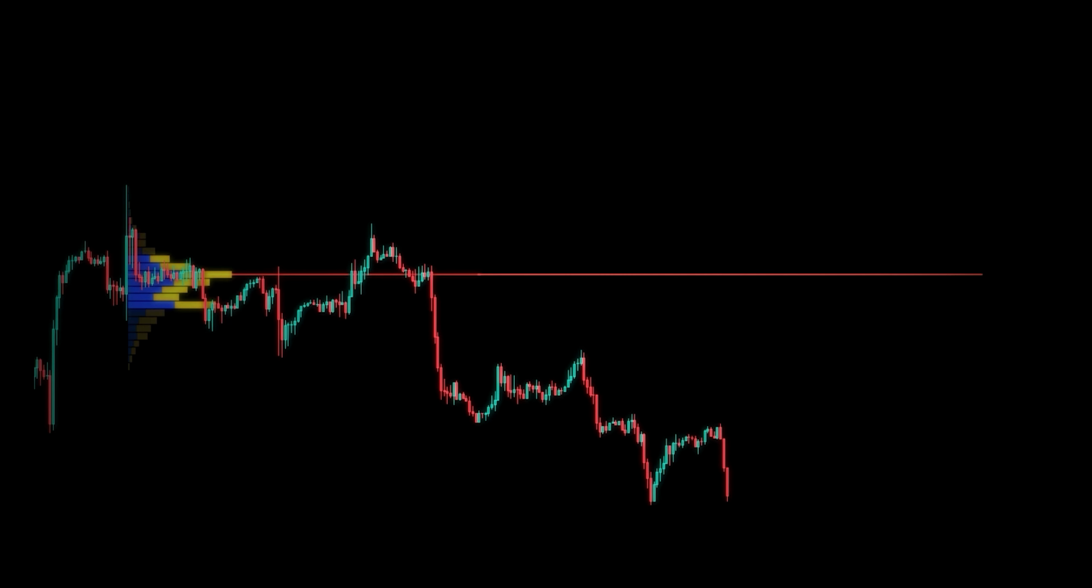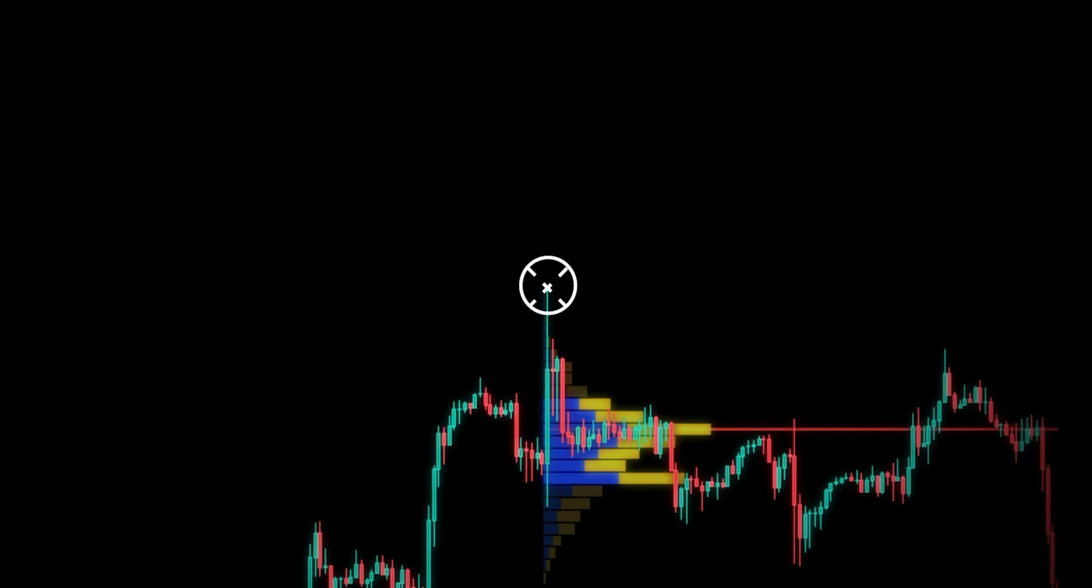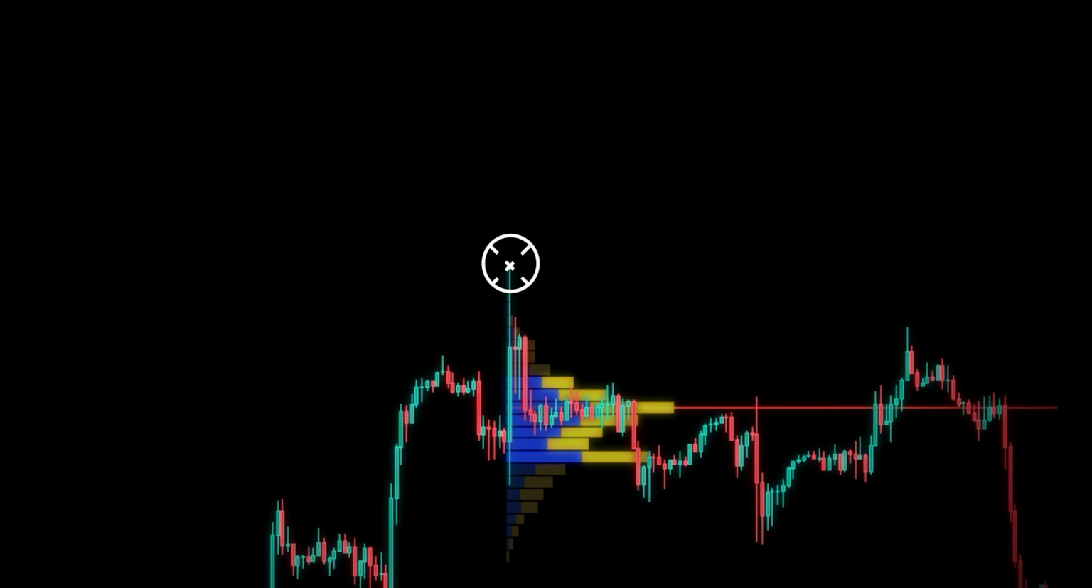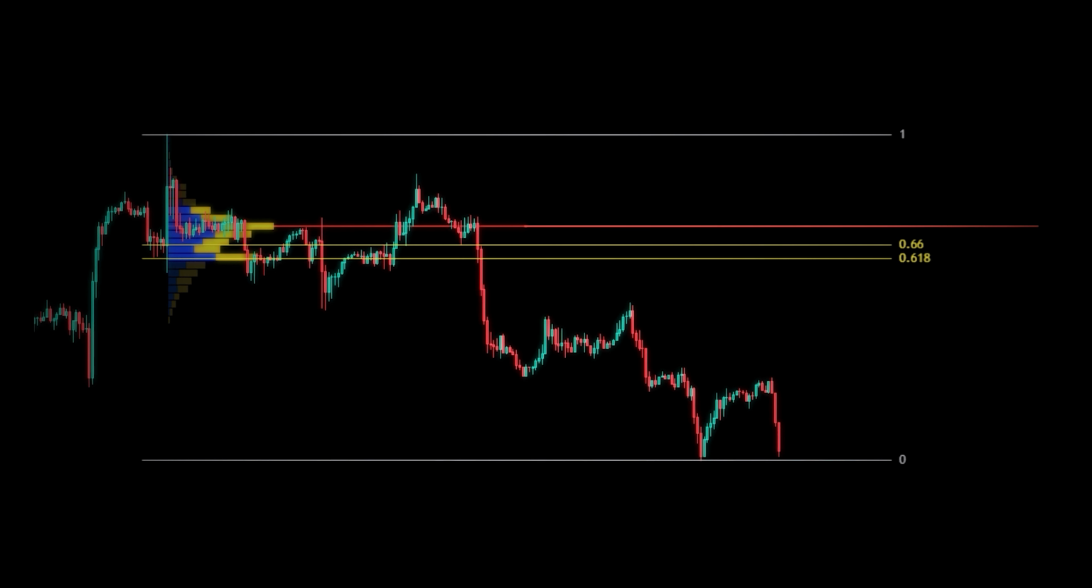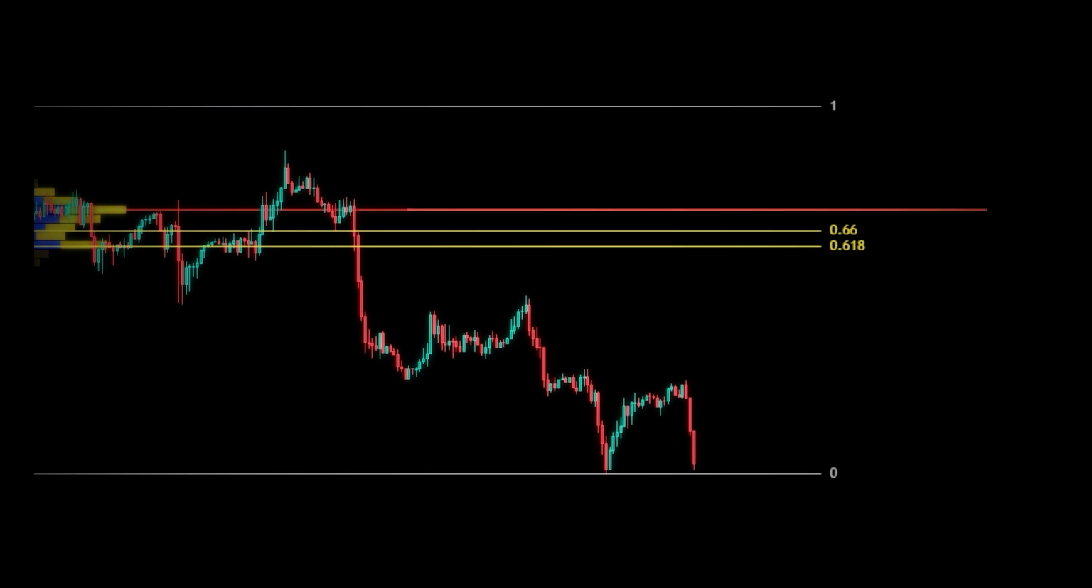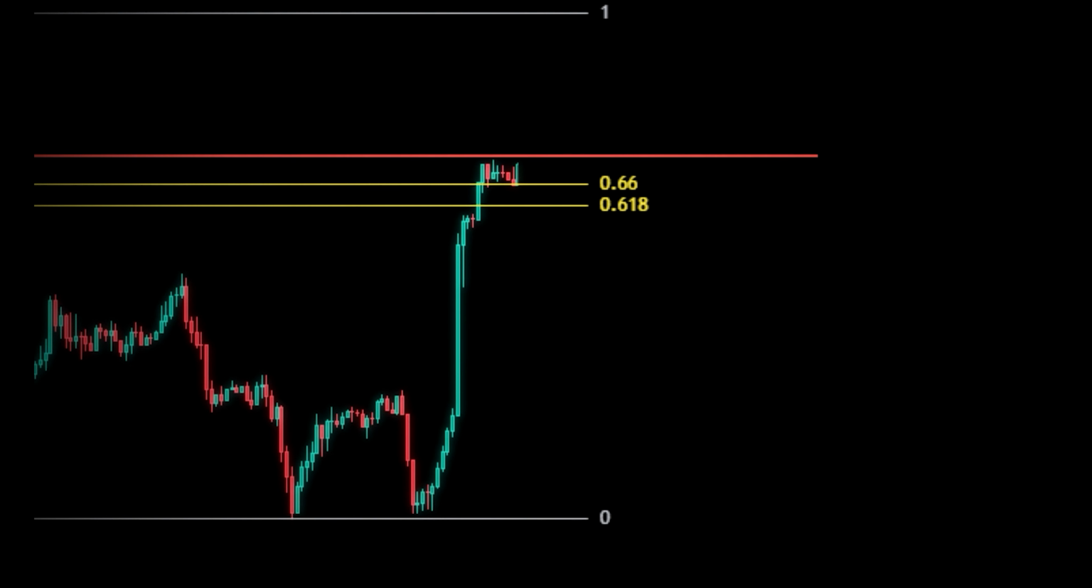For this example, we'll use the Fibonacci retracement. First, select the swing high of the range. Then select the lowest low that's most relevant to the current market price. As we can see, the point of control is around the same area as the 0.618 or the golden fib retracement level. So once price comes back to this, we'll want to enter after we get a good reaction.